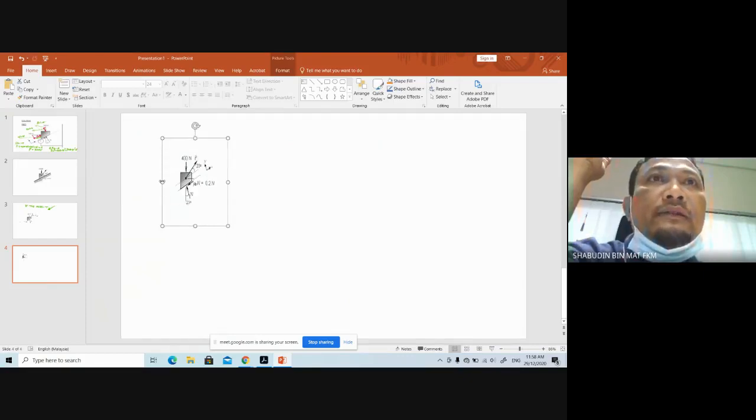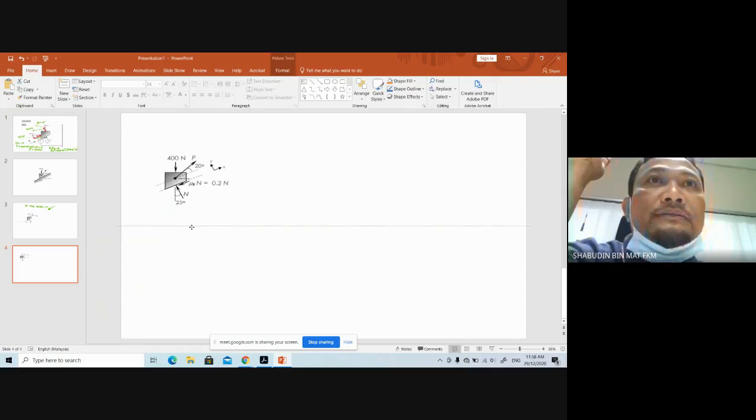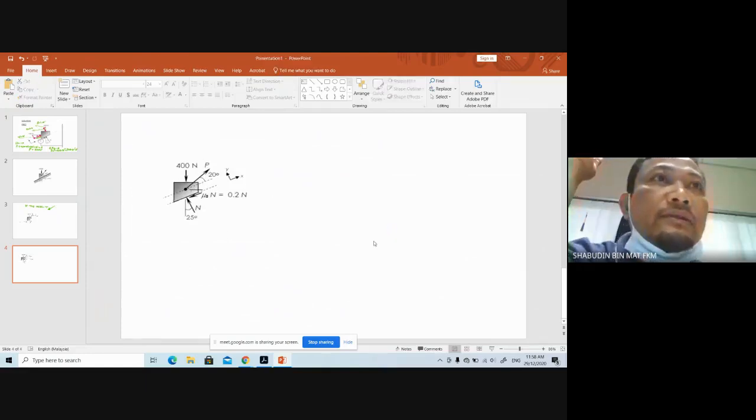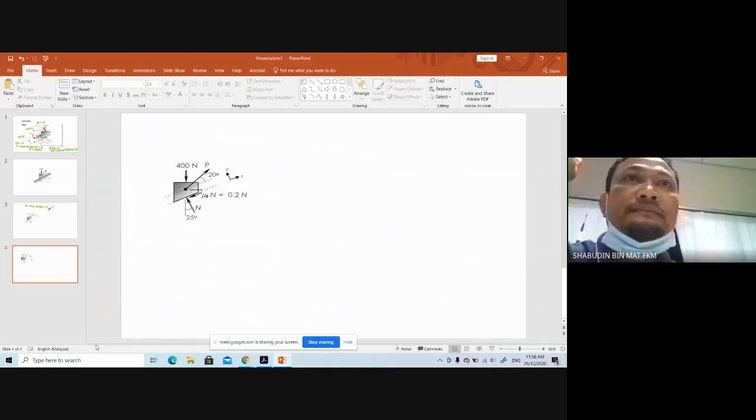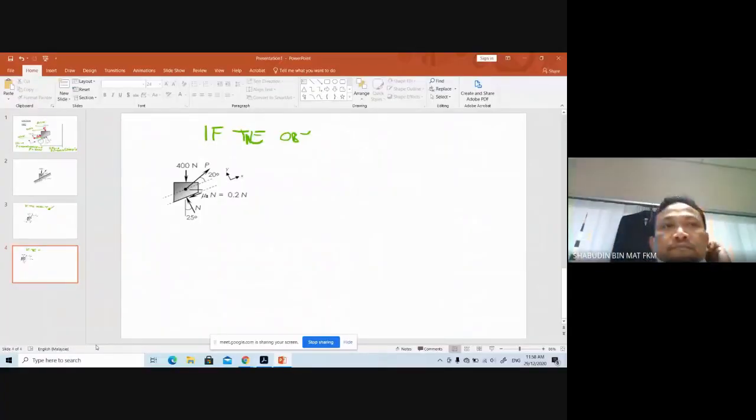Then you do the analysis of it only. Okay, so draw this. Mention to draw this. The second situation, if the object moves up, like that.